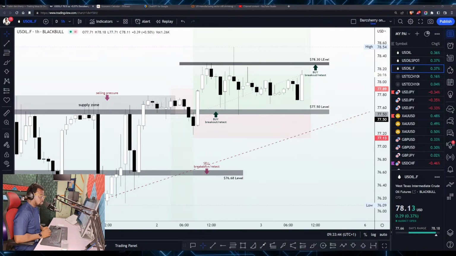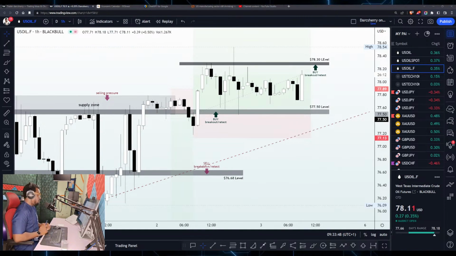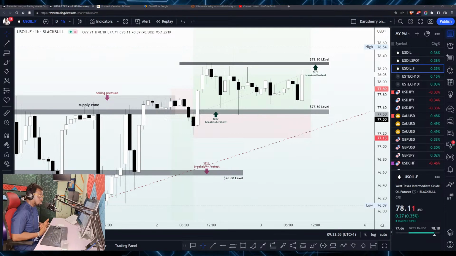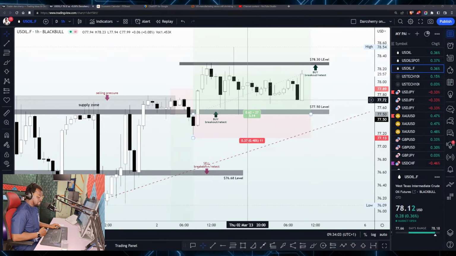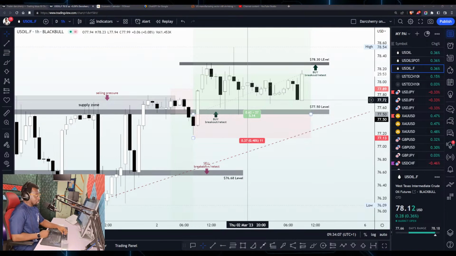So we shall be diving right into the chart as we really do not have any major macroeconomic event to look forward to for today. So we're definitely going to be looking at the market structure from a technical standpoint. Now, as usual, the first commodity we are going to be looking at this morning is the US oil.